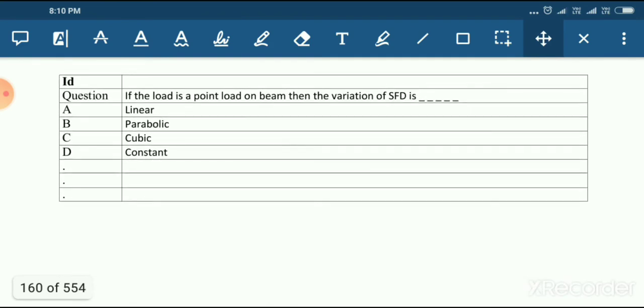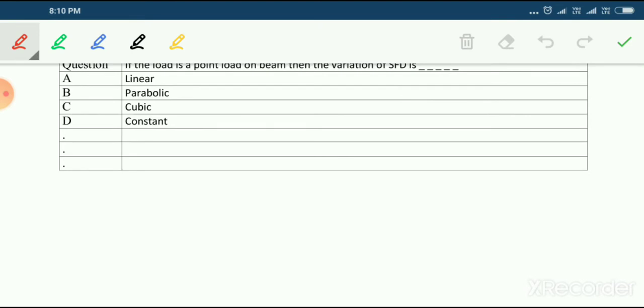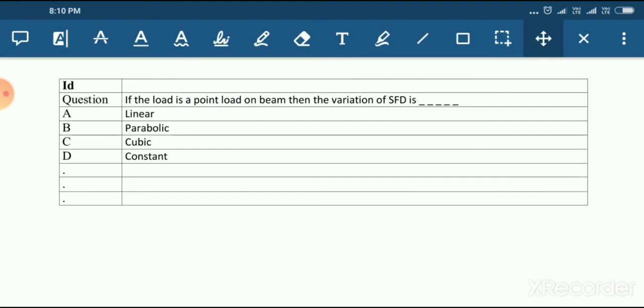If the load is a point load on the beam, then the variation of SFD is? Before that, one thing you have to remember: if you want to solve the objectives, first you have to study the theory part thoroughly in depth, and only then jump to the objectives. Don't think that you will directly solve the objectives. First study the subject thoroughly in depth, then jump to this.